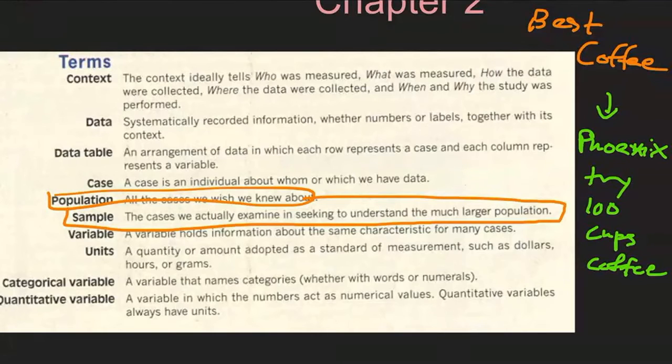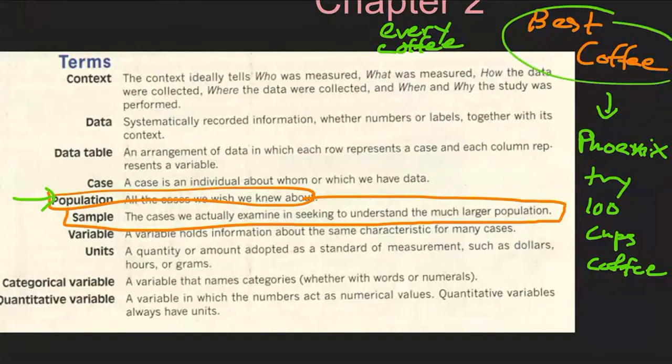So population, all the cases we wish we knew about: we wish we knew about every single coffee in the world, every cup of coffee, every coffee shop, because we want to know what the absolute best coffee in the world is. But it may not be feasible or practical to go taste every single cup of coffee in the world. So that's where our sample comes in. The sample are the cases we actually study. And we were only able to try 100 cups here in Phoenix. So that's our sample.